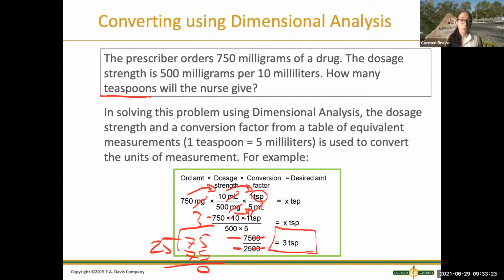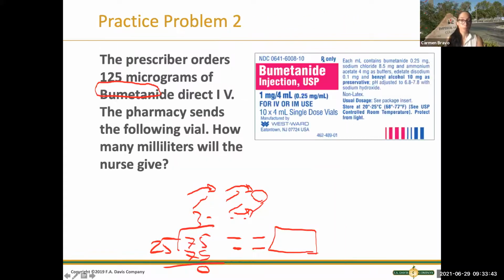Same thing here: sometimes we get 15 mL as an answer, but that's not what the question is asking us. The question is asking us for teaspoons. So that's why I need you to really memorize that conversion table, because you're going to do a lot of conversions. Let's work on a problem.